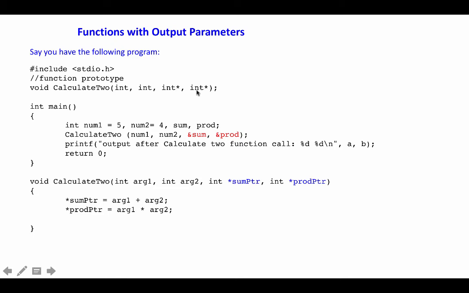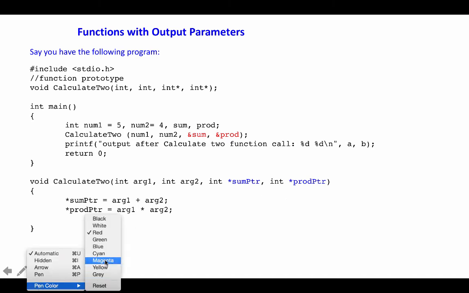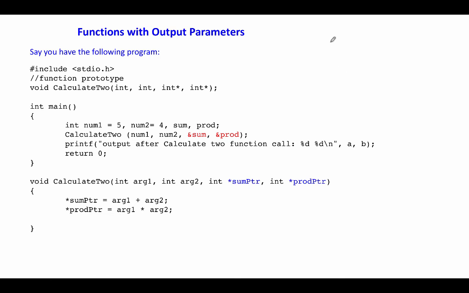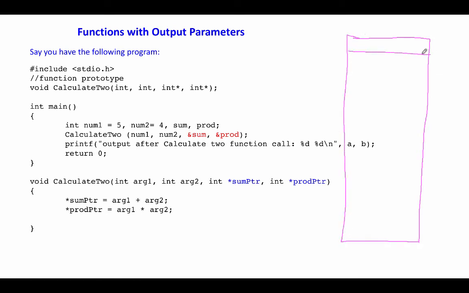And what this function does is it calculates the sum of the first 2 arguments and stores it at the value at sum pointer, and it calculates the product of the first 2 arguments and stores it at the value at product pointer. This is a very simple function, but this is just to illustrate what you can do with pointers. So let's pick another color and draw our memory map over here. I'm just going to go right up here and draw my memory map.